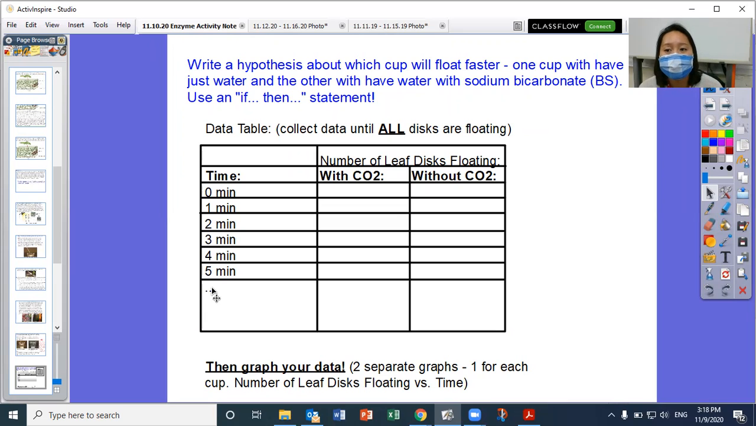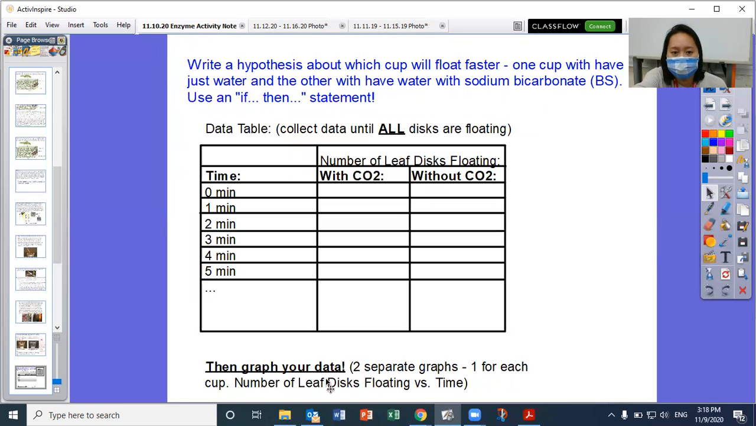So again, here is the place where you're going to want to write your hypothesis that I stated earlier for you. And then an if-then statement: tell me which one is going to go faster, which one will have all the leaf discs risen faster. Is it going to be the cup with the water or the cup with the water and the sodium bicarbonate?